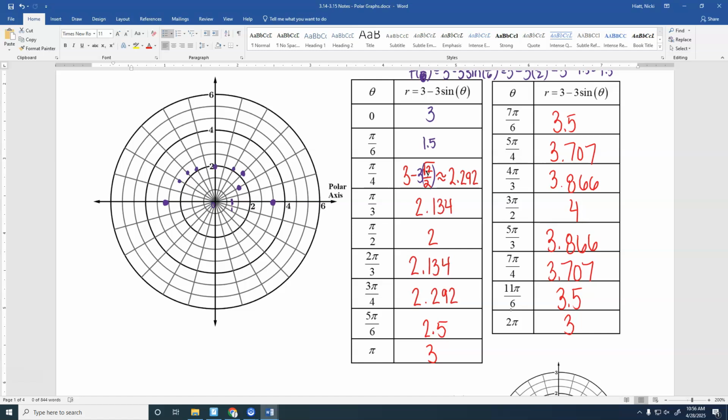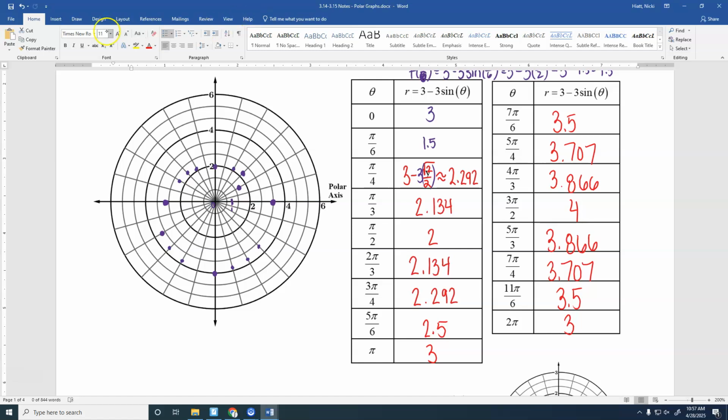And then at 7 pi over 6, we're at 3.5. So that's getting out here kind of close to my 4 line. 3.7 something, a little closer. 3.8 something. Really close. And at 3 pi over 2, we're exactly at 4. And then we kind of go back in, same sort of fashion.